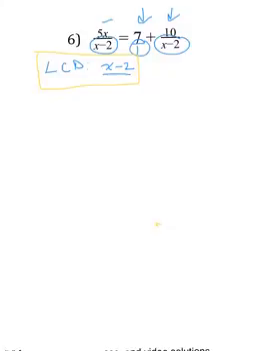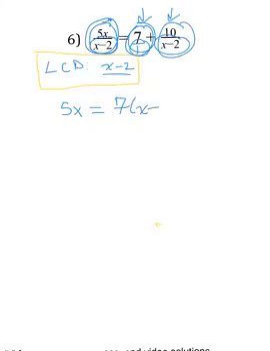Now the next part is to imagine what would happen to each one of these fractions if we were to multiply through by x minus 2. In the case of this guy, the x minus 2's would both cancel, leaving just the 5x. With this part of the problem, the x minus 2 wouldn't cancel, so we'd have 7 times x minus 2. And then for the last fraction, the x minus 2's would cancel, leaving us just with plus 10.